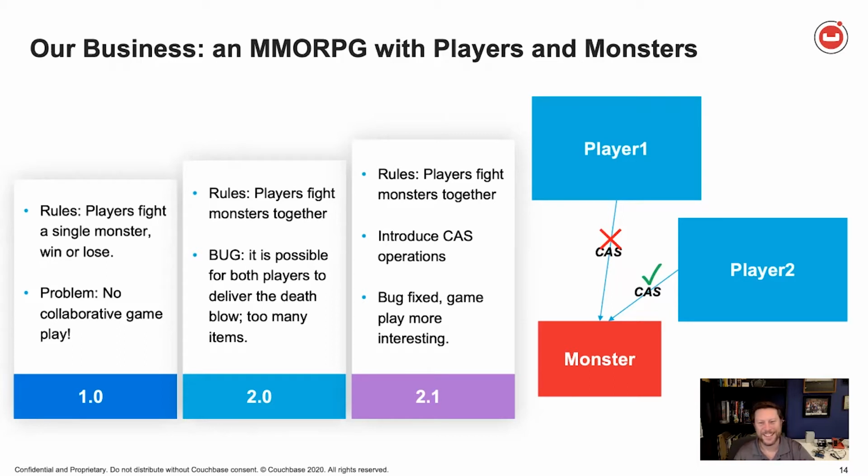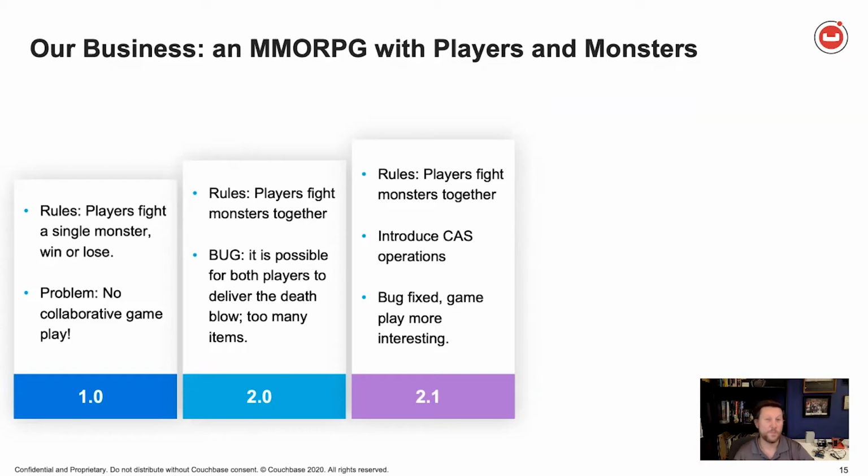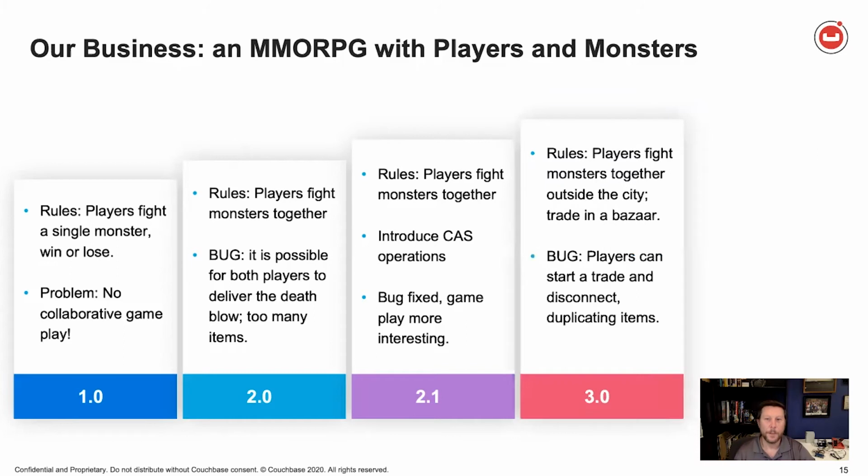So now let's try the next version. We want to move on. We want to make things more interesting. So imagine now I introduce another feature. Players can still fight monsters together, but they have to do it outside the city. So you have to be outside the city wall where the players are. And if you go into the city, you will do trade in a bazaar. So this works really well at first, but then players figure something out.